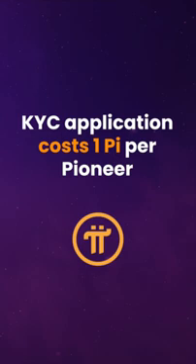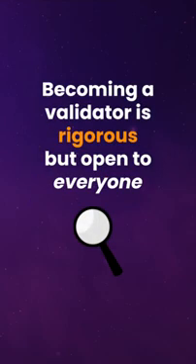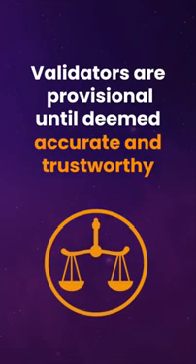Also note that each pioneer contributes 1 pi to get KYC'd. This pi is pooled and given to the human validators for their work. Anyone can apply to become a validator as long as they have passed KYC themselves. But the process to get approved is quite rigorous and looks at many different factors. Moreover, even when a pioneer is admitted to the program, they are initially only provisional members, and they can only continue reviewing applications after they prove that their work is accurate and trustworthy.